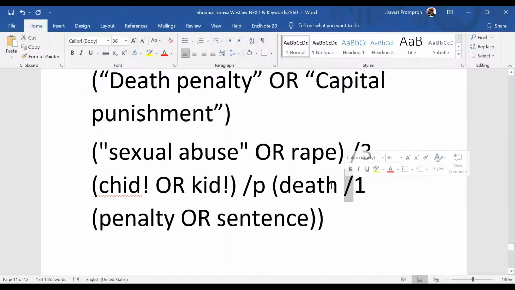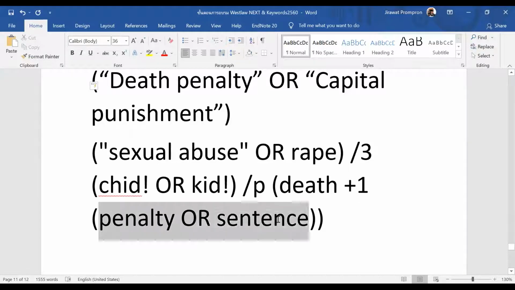If word order is very important for you, you just apply plus. Death has to come first, followed by penalties. So this one means start with penalty or sentence first, and use the results combined with +1. This means death has to be found nearby penalties or sentence within one term or one keyword. So this is how we conduct the search, maybe the advanced search.